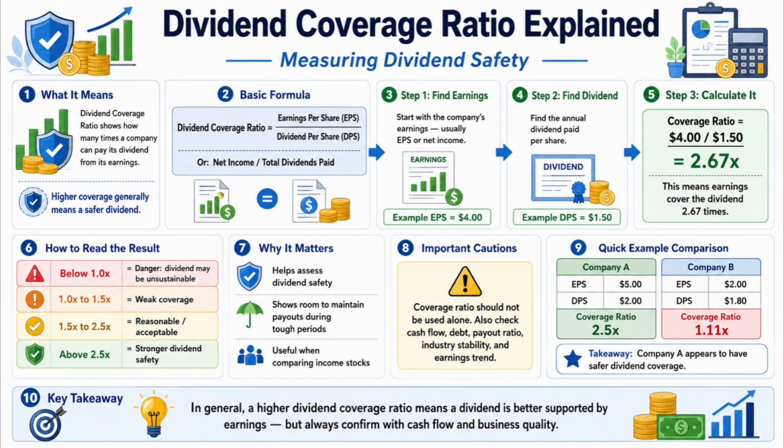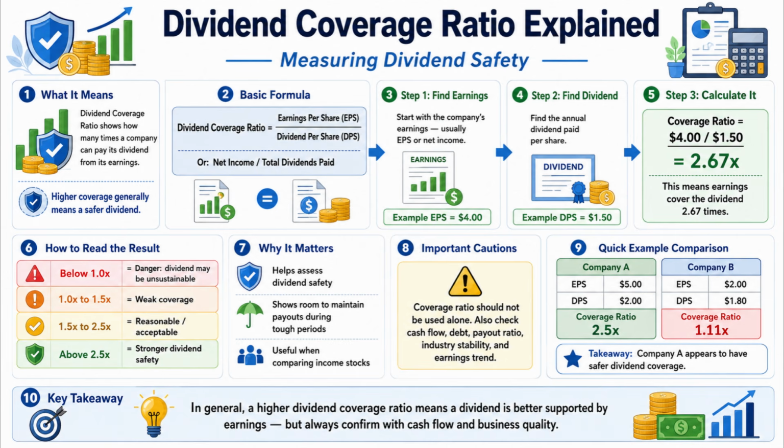Then, we need to understand the result. If the ratio is below 1.0 times, it may be dangerous because the company is paying more in dividends than it earns. If it is between 1.0 and 1.5 times, coverage is weak. If it is between 1.5 and 2.5 times, it is usually reasonable. And if it is above 2.5 times, dividend safety is generally stronger.